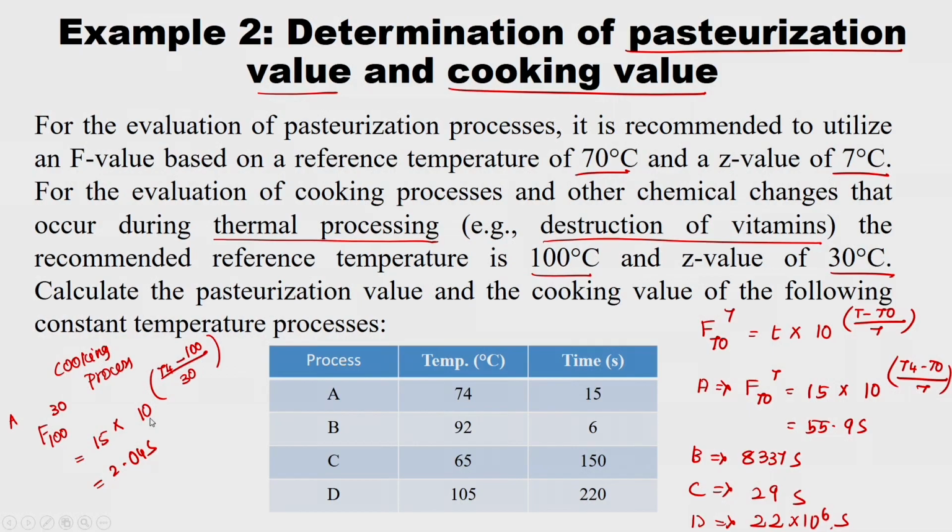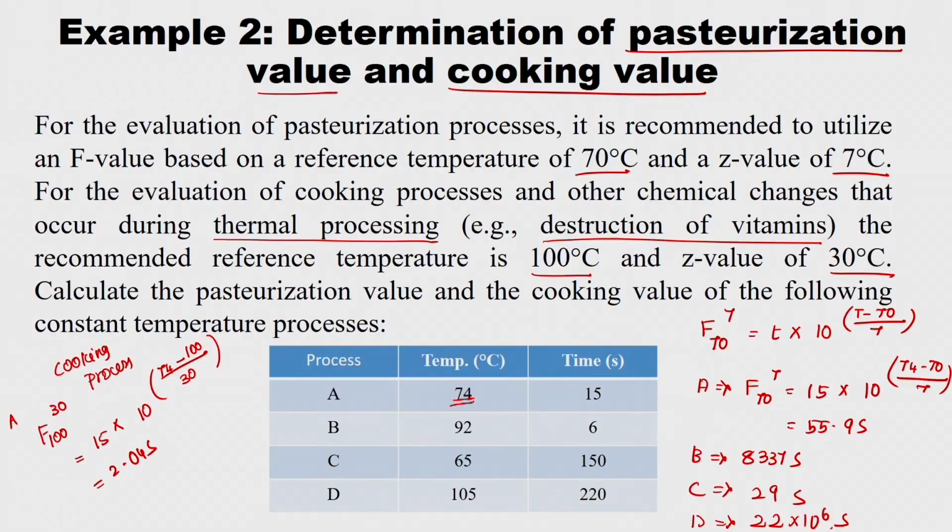So, which process is to be adopted? All 4 processes differ: if I have to go to 74 degree, I have to do it for 15 seconds. For example, at a higher temperature of 105, I have to do it for 220 seconds. So, which process is the best based on pasteurization value and cooking value, we will be able to decide from here. Okay. So, more on this we will discuss in the subsequent classes.